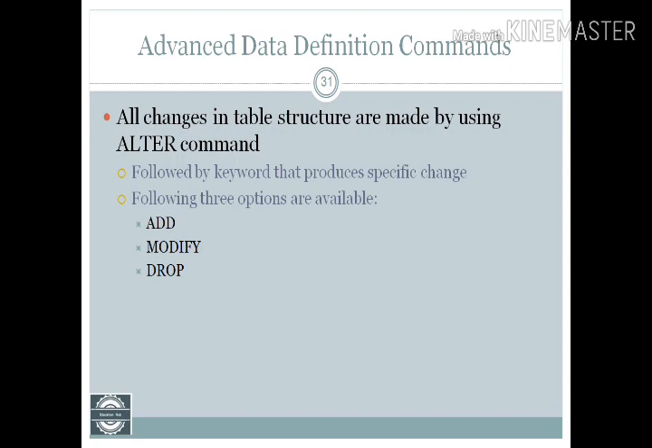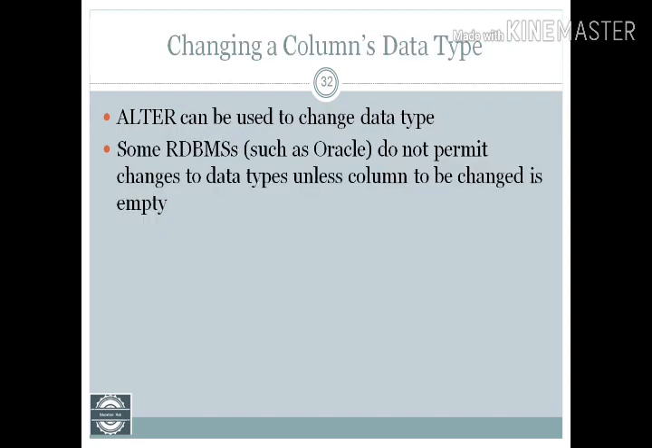Now in the case of advanced data definition commands, all changes in the table structure are made by using the ALTER command. Here we have ADD, MODIFY, DROP, this type of thing. One thing I have to tell you is that the addition will be added at the end. Now ALTER can be used to change the data type. Some RDBMS such as Oracle do not permit the change of data types. In the case of DB2 also it is not allowed.